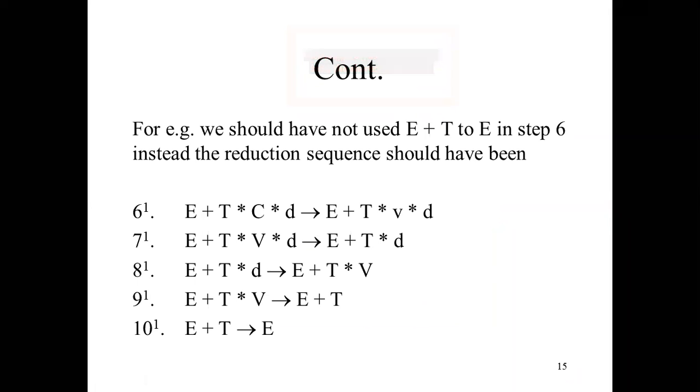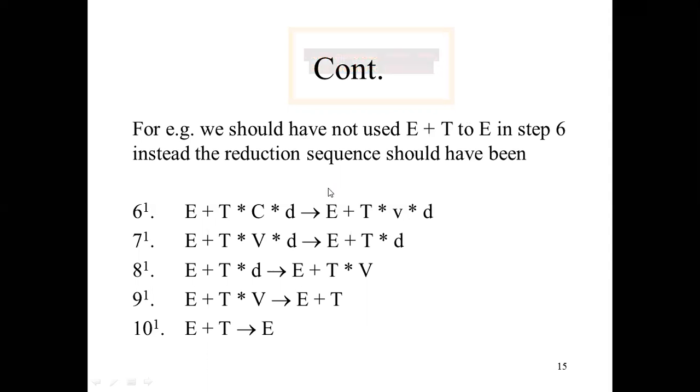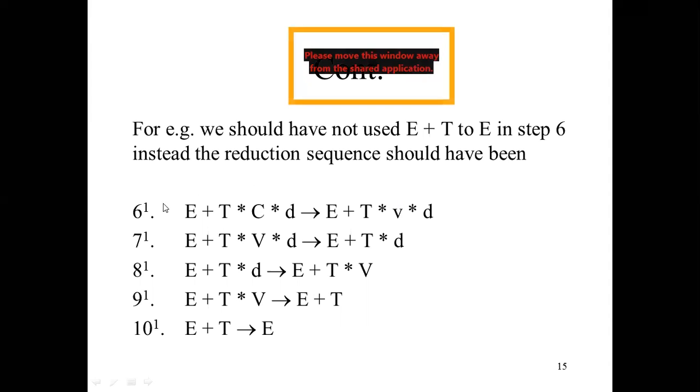Now what type of updation do we need? For example, we should not have used E plus T to E in step 6. In the preceding case, we replaced E plus T by E in step 6. Instead, the reduction sequence should have been different. Now, after updation, we must follow it in this way.